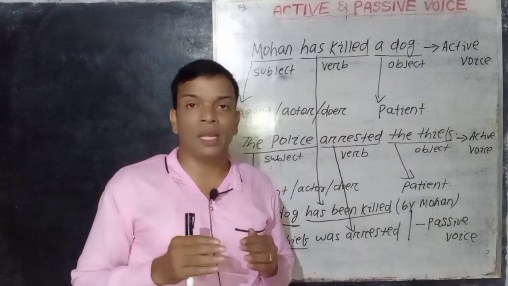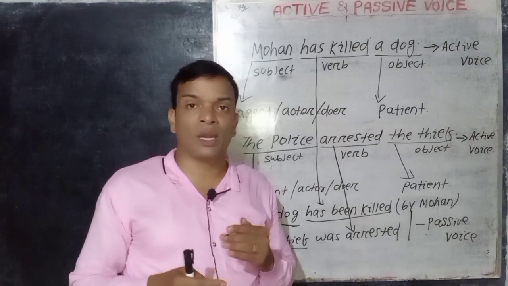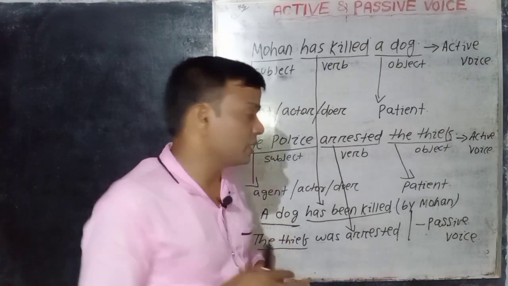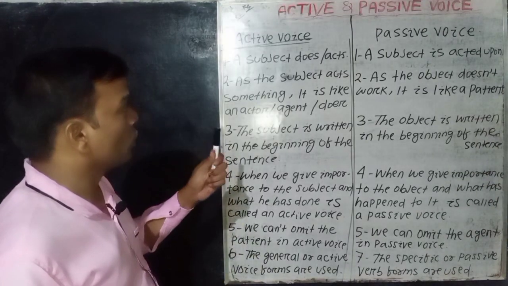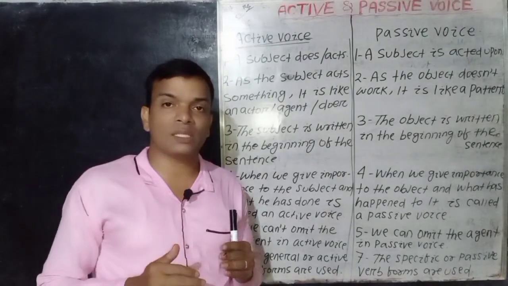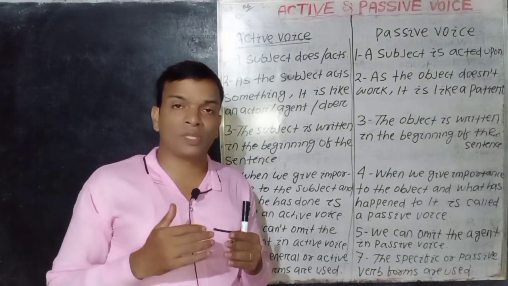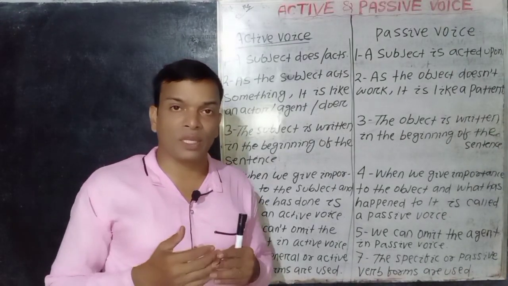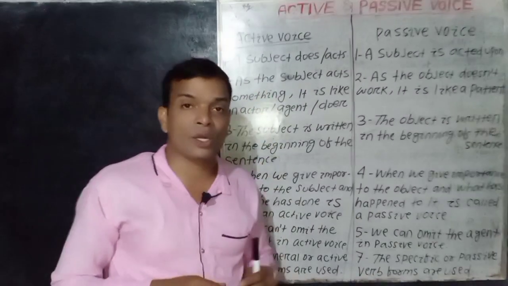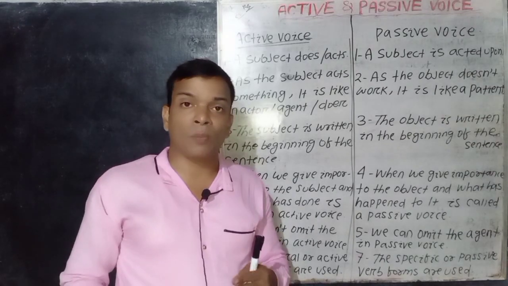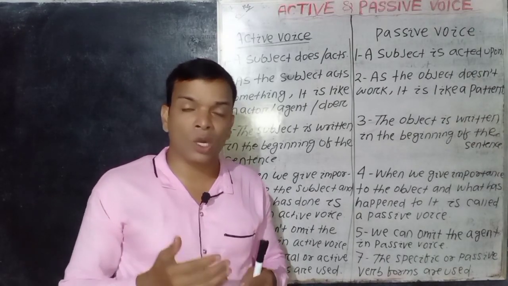Okay, let us see what is the difference between an active and passive voice. Active voice and passive voice. In active voice, a subject does or acts. That means in your active voice, the subject does something or acts something. But in passive, a subject is acted upon. That means the particular action is done by the subject.